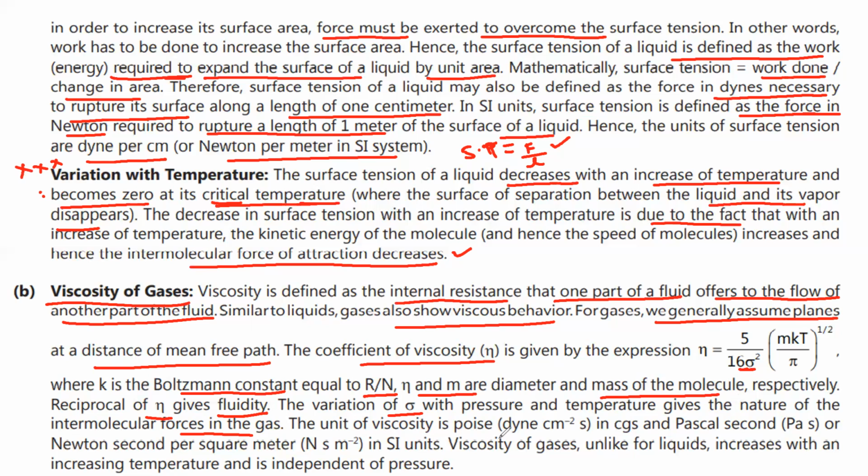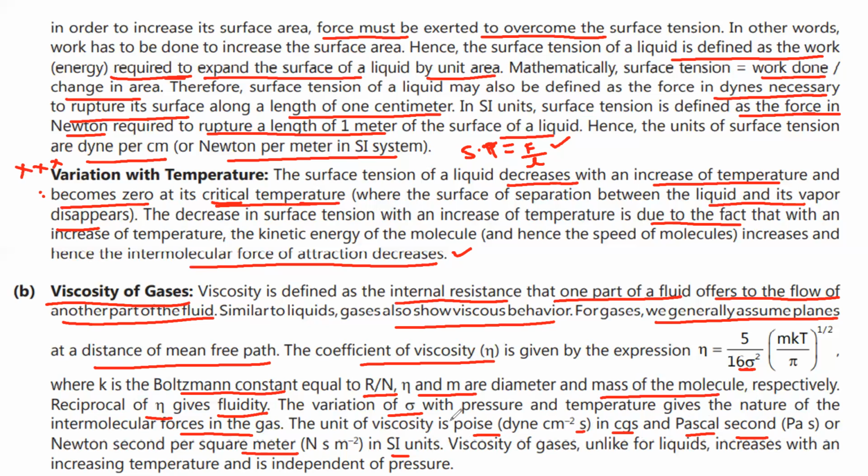The unit of viscosity is poise, that is dyne second per centimeter square in CGS, and Pascal second in SI. What is poise? Dyne second per centimeter square. And Pascal second is Newton second per square meter in SI units. So poise and Pascal second.